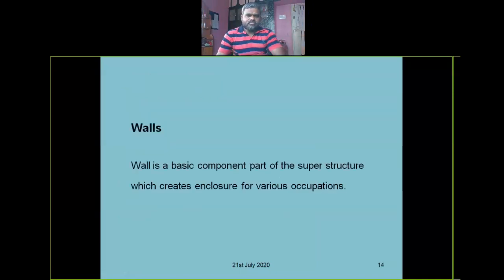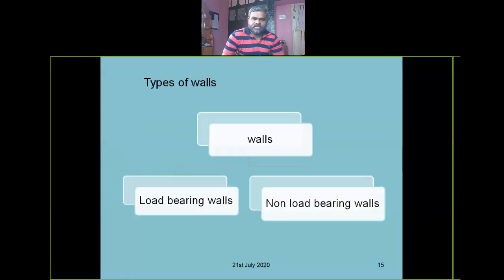Next is walls. A wall is a basic component part of a superstructure which creates enclosures for various occupations, like various rooms, privacy rooms, bathrooms. To distinguish the different living conditions and different parts of a building, you can say walls are barriers, right? So wall is nothing but masonry, right?